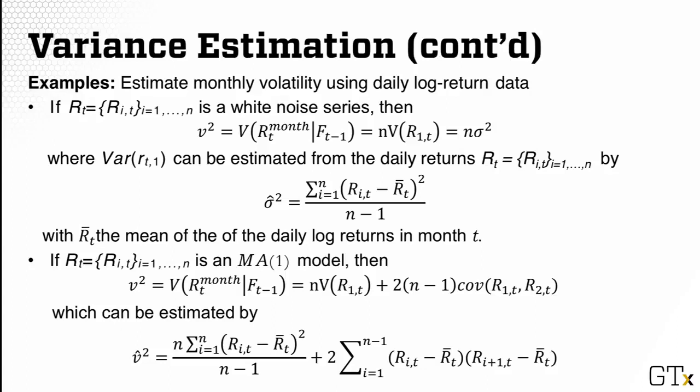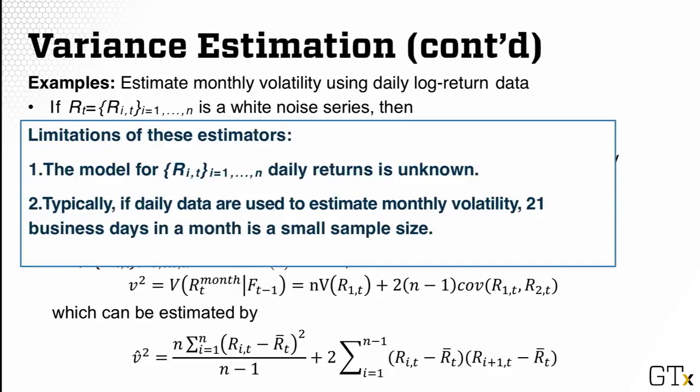Things get more complicated if the log returns are not white noise, which is most of the time. If the returns follow a moving average process of order 1, for example, then the second term is now n minus 1 times the covariance of any pair of log returns within the t month, or the autocovariance at lag 1 if stationary. This can be estimated as provided on the slide.